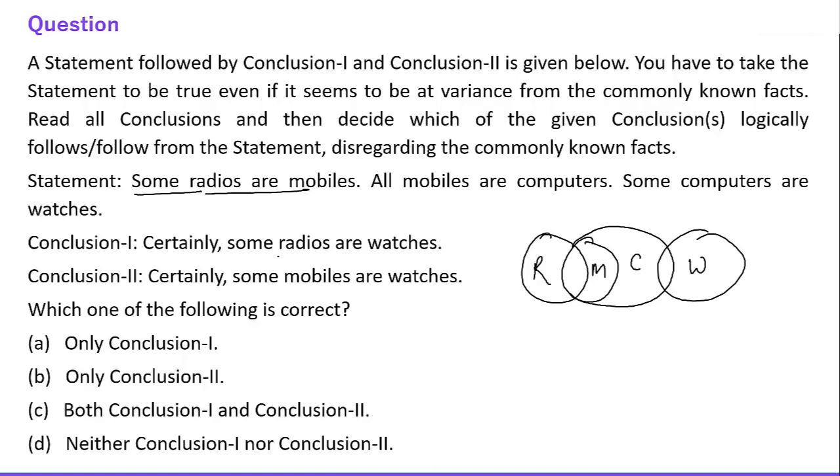First statement, certainly some radios are watches. No, it is not correct. Then certainly some mobiles are watches. No, it is also not correct. No, neither one nor two. Right? D option is the right choice. Fine. Simple question. Okay. Now let's move to the other one.